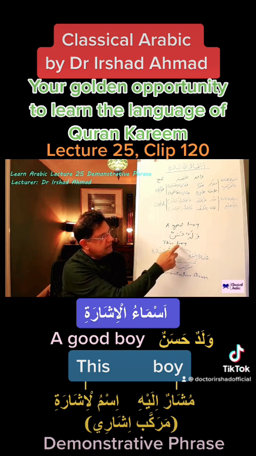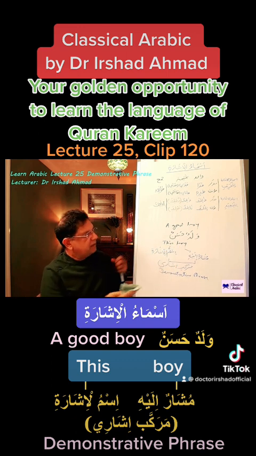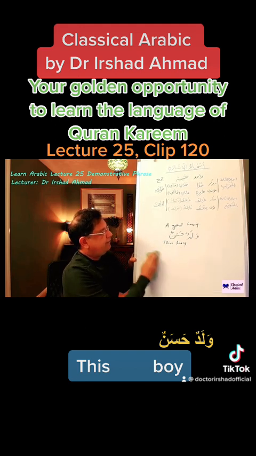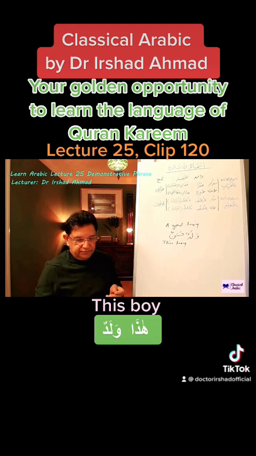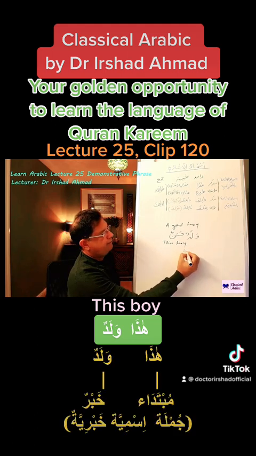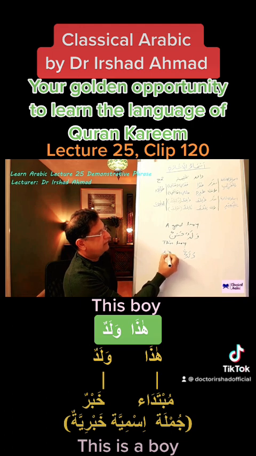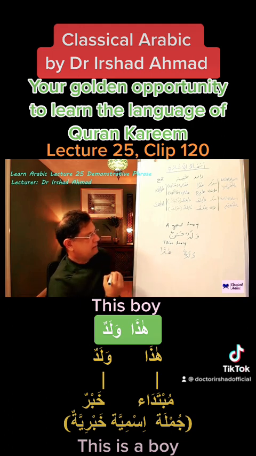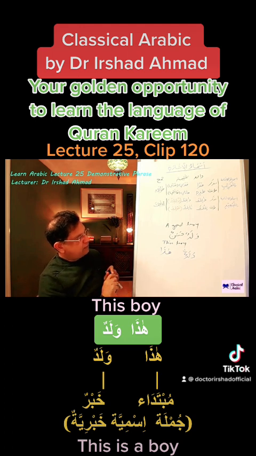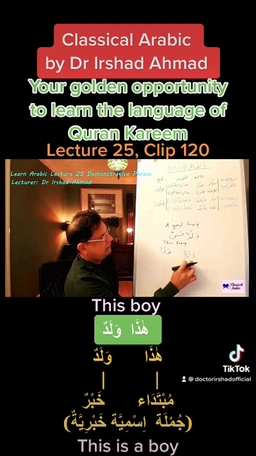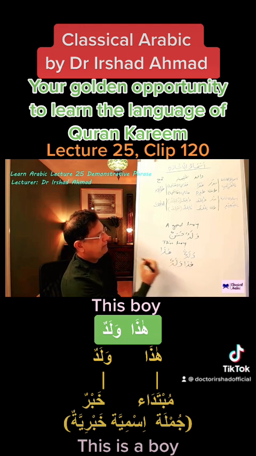Let us translate this. We have our vocabulary. We know boy in Arabic is waladun, and this we know it's haza. We are quite familiar with that as well. Putting this together: haza waladun.